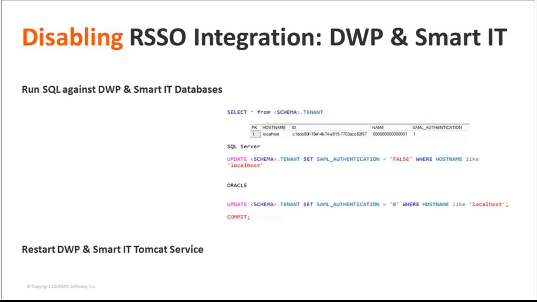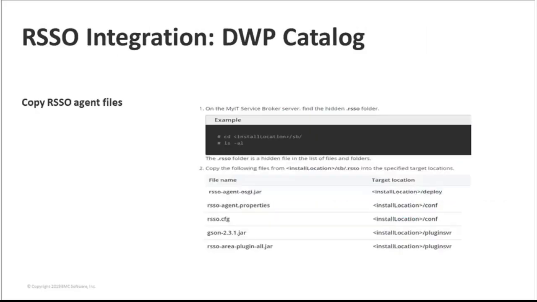Yeah, so disabling is also the same. To disable the RSSO integration for DWP and Smart IT, you just have to go to the tenant table and set the SAML_authentication value back to 0. The update query remains the same, only the value of the SAML_authentication field changes. After you do that, restart the Tomcat service, and it will disable the RSSO integration with DWP or Smart IT.